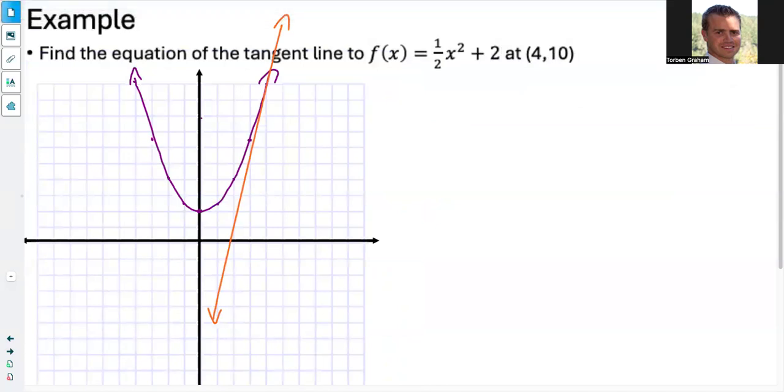So we'll look at an example. Find the equation of a tangent line to f of x equals 1 half x squared plus 2 at 4 comma 10. So we've got our 1 half x squared plus 2, and we want to know the equation of this line that is tangent at this location 4 comma 10.